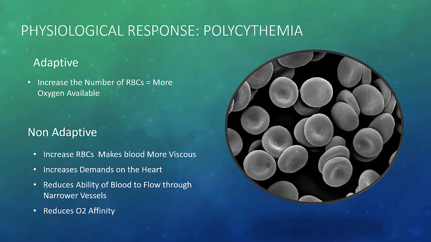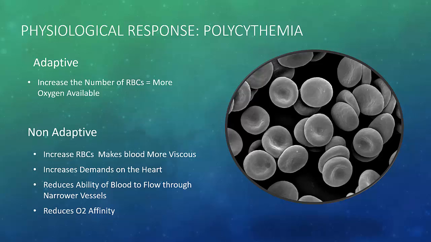Now, another physiological response is what we call polycythemia, and this is the increase in red blood cells. Initially, it was believed to be an adaptive response to hypoxia, and the increased number of red blood cells equals more oxygen availability. However, it's hypothesized to actually be maladaptive, as increases in red blood cells results in blood becoming more viscous, which increases the demands on the heart and reduces the ability of blood to flow through narrower vessels, which reduces oxygen affinity.